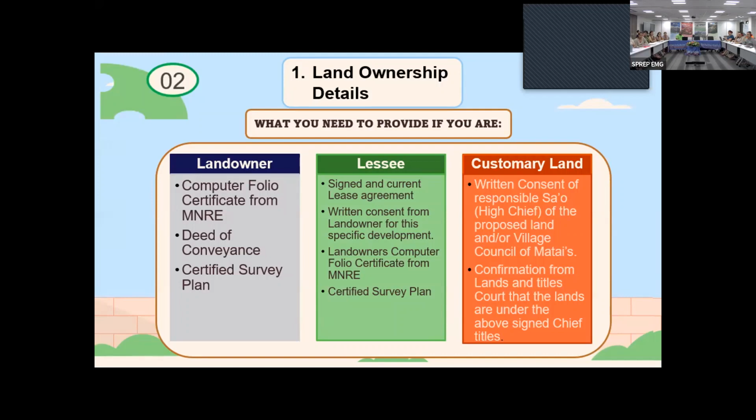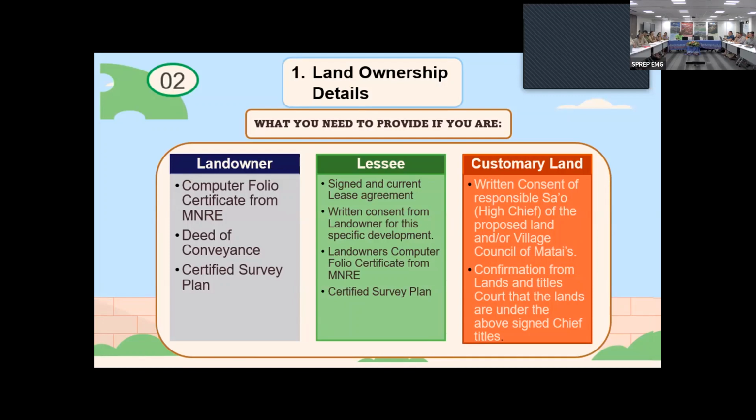And whichever one you get, it must be supported by confirmation from the Lands and Titles Court, that they confirm that the title that you've sought consent from is the correct title. Because very often we have had someone say, oh, our Matai has signed, they agree to it. But then something happens later on, people complain and say that Matai is from a different village, or that Matai is not the Matai looking after this land. So that's why we need further documentation to support your consent letter. It's to protect the actual landowners.